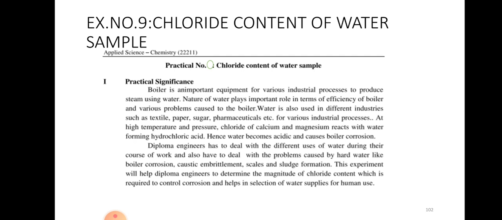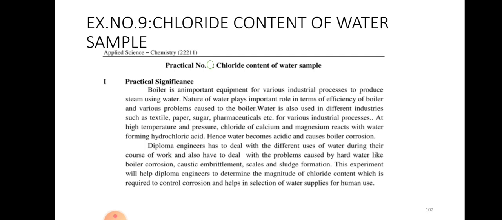What is the chloride content? Different salts are dissolved in water. Due to that, ions are present in the water, and due to the presence of ions, water becomes hard. Water is difficult to use for different purposes, like for boilers, for industrial purposes, for the steam generation process. So if it has a large amount of chloride content, it is not suitable for that purpose.